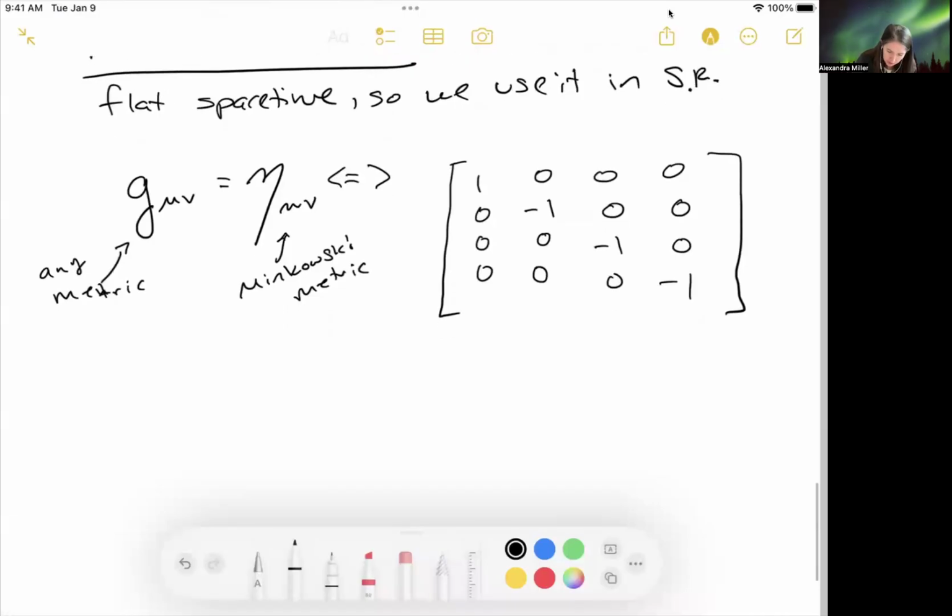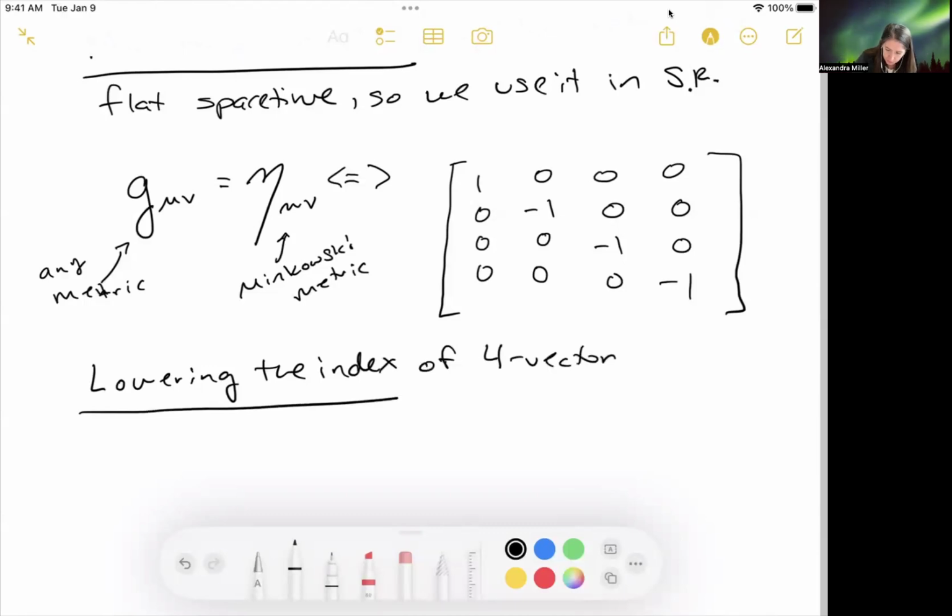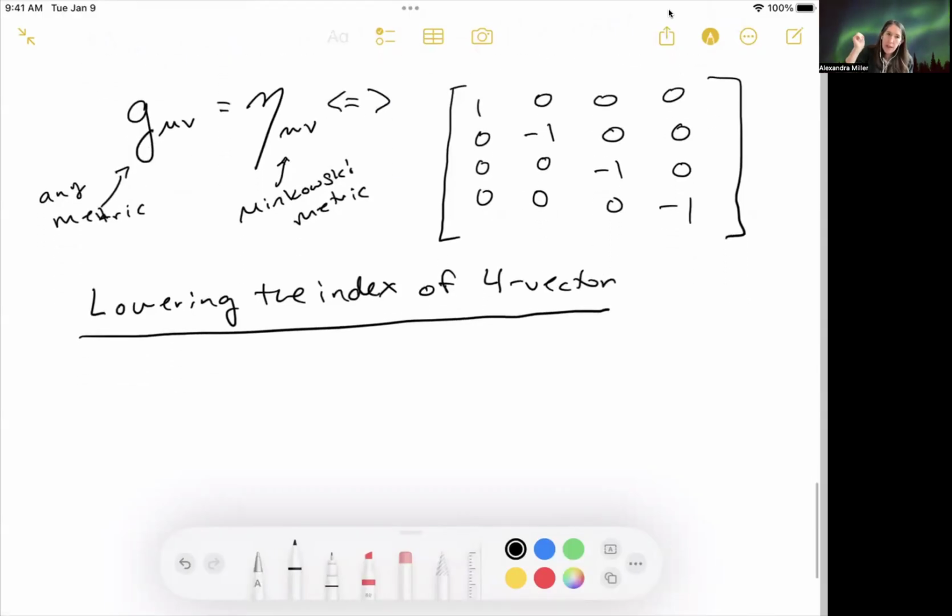So let's first talk about lowering. We'll do specifically the example of a 4 vector, just to keep it simple for now. We already know that when we introduced 4 vectors, we said you have this object that has an upstairs index, and maybe we know its components, and for the downstairs one, we just tag on some minus signs. Well, now we can see where these minus signs are coming from.